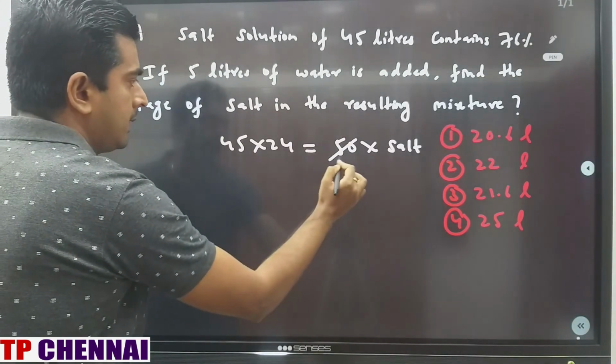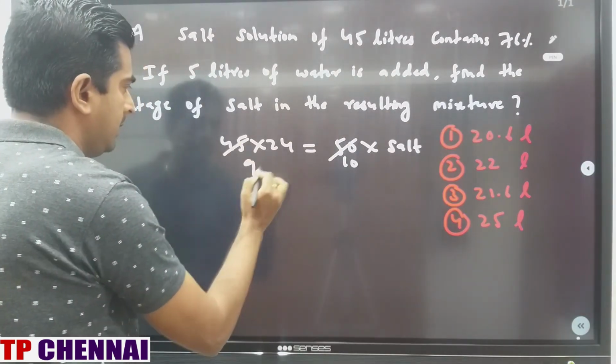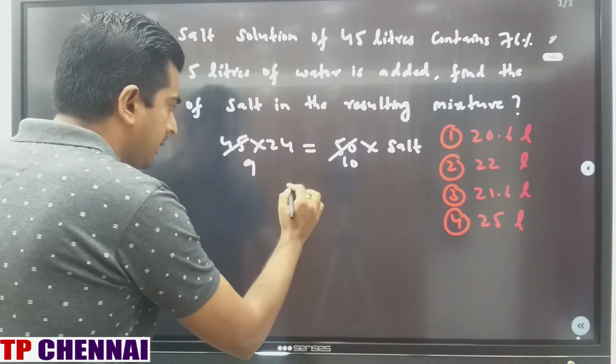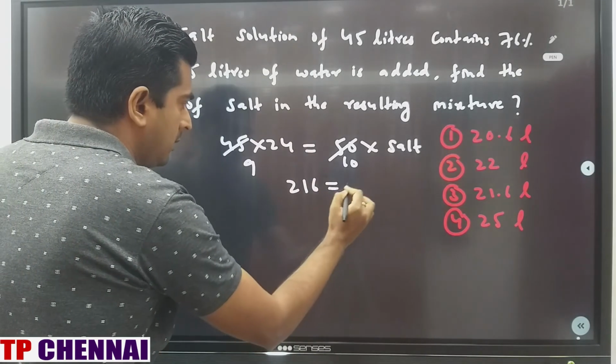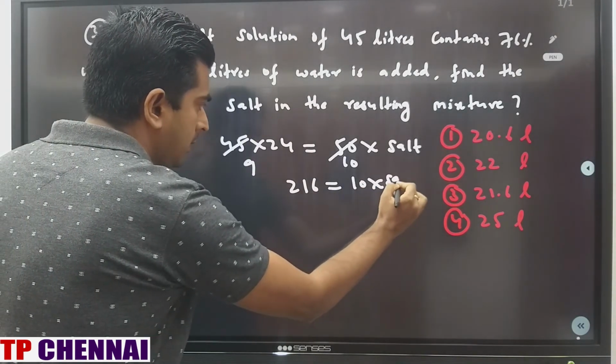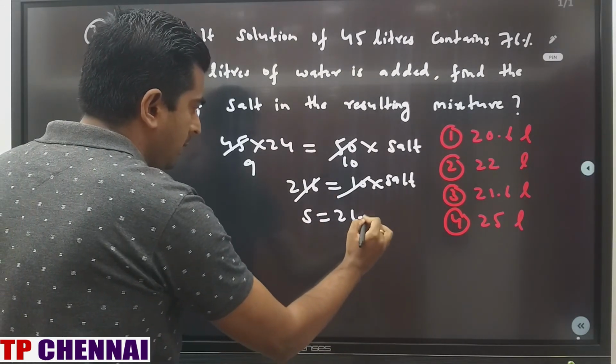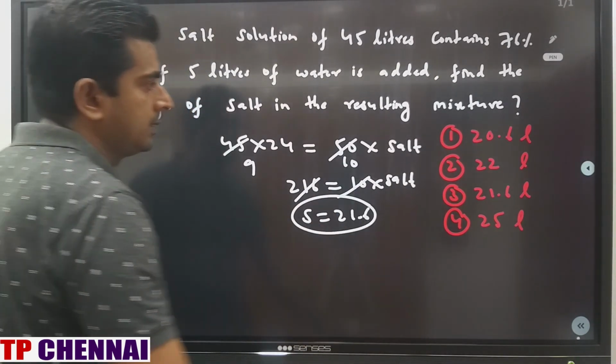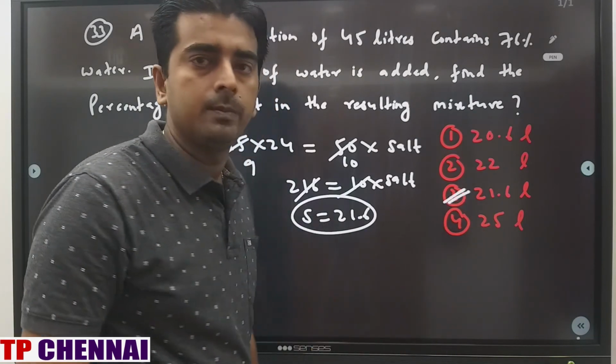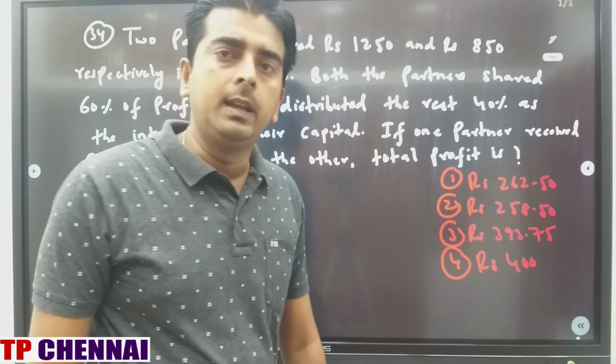Right? So 5 tens are, 5 nines are. What is 24 into 9? 216 is equal to 10 into salt. So when you divide this number, what is the answer? Salt is equal to 21.6, which is the third option. So I hope you are clear with 33. Now we will see the 34th one.